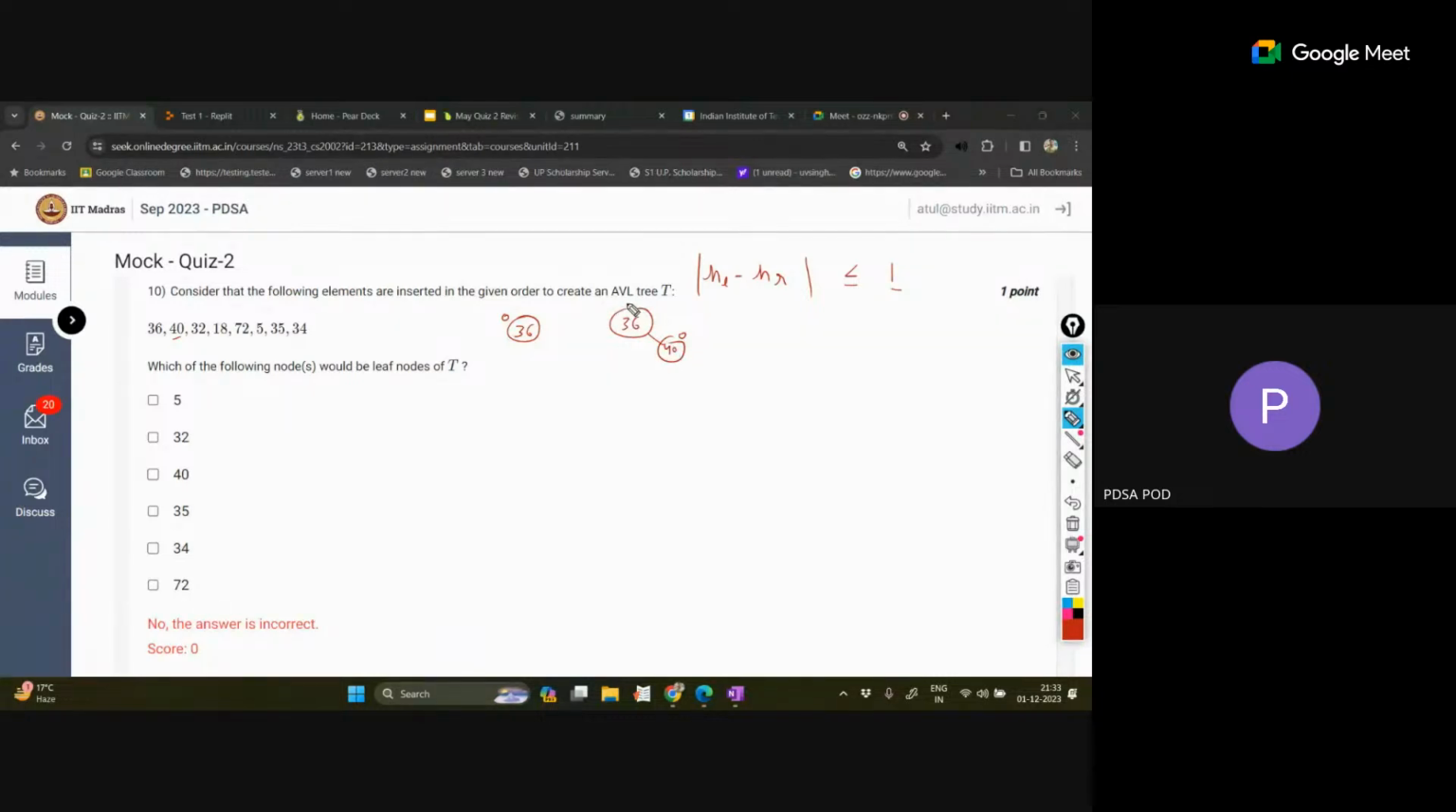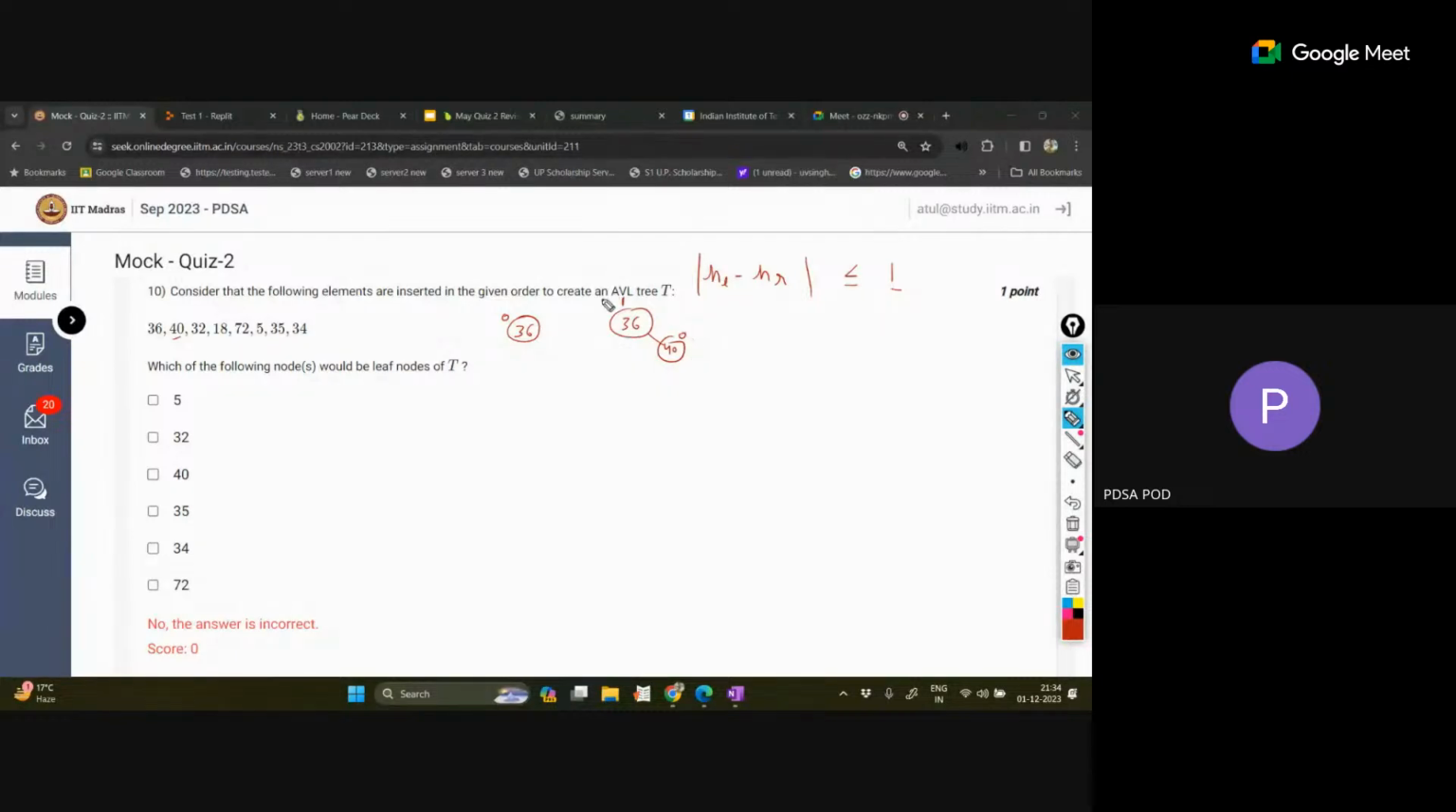Same thing we will calculate for the 36. Left height is 0, right height is 1. So we are not counting the nodes on the right side, we are counting the path. What is the number of nodes coming from root to leaf node, below, without including this root? So only 1. So 0 minus 1 is minus 1, or we take the absolute value, so 1.